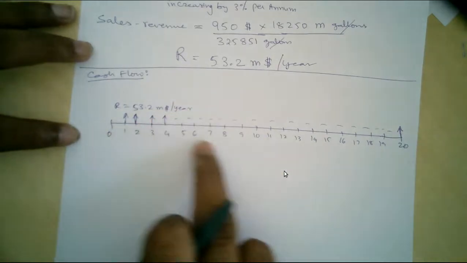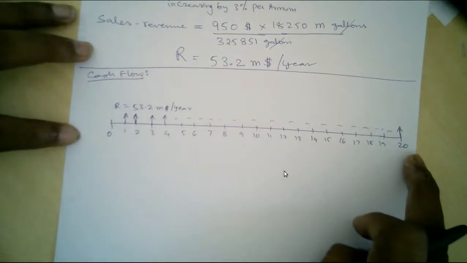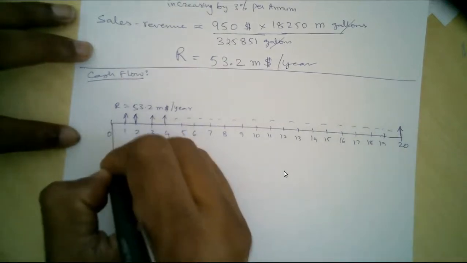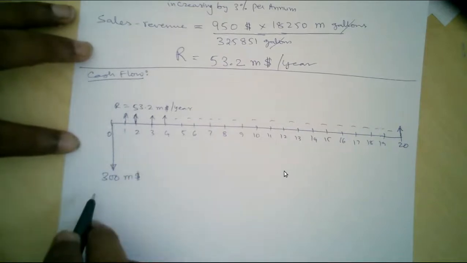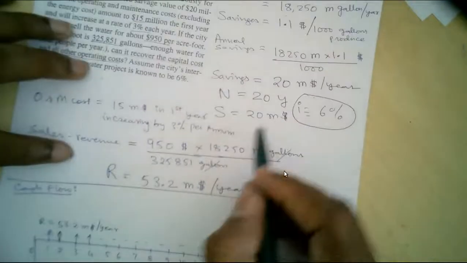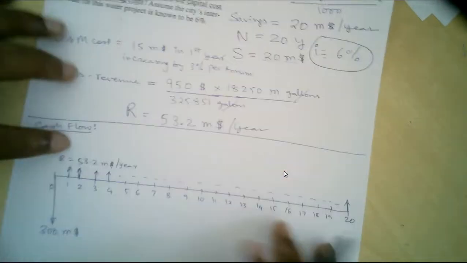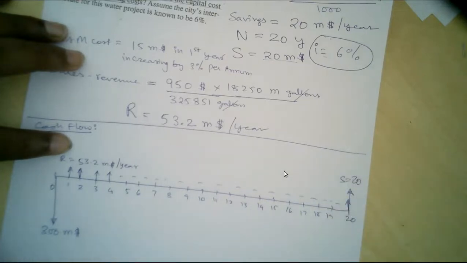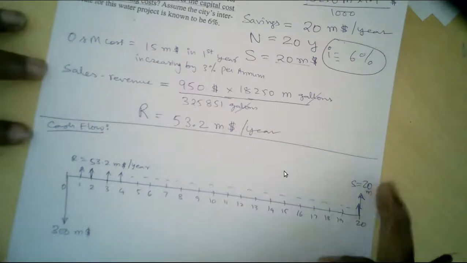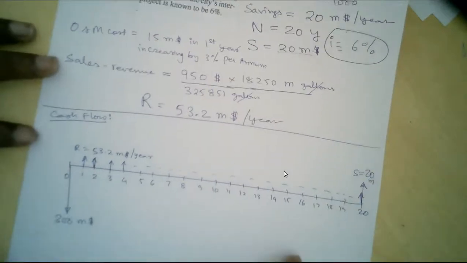So these are equal payments I'm getting up to 20 years, and initial investment cost is 300 million dollars. Okay, so $300 million is the initial investment cost. And what is the salvage value? So here salvage value is 20 million. Here also I can show salvage value is 20 million, 20 M. So this salvage value also I can find the present for that.